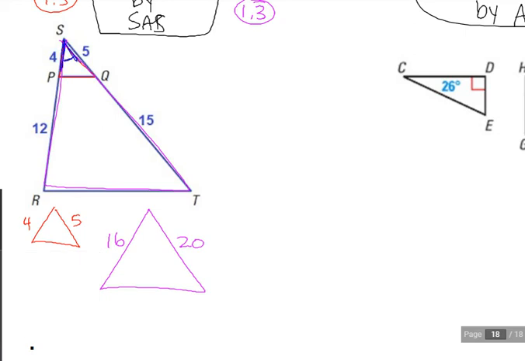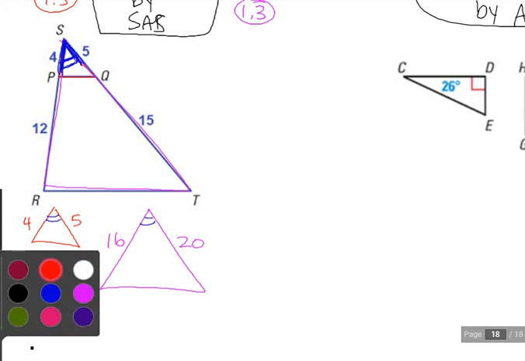They're just overlapping. And so it looks like we are set up for side angle side because we have two side lengths with an angle in between them. Now, this isn't guaranteed it's going to work, but that's the only chance we have to prove these are similar. Let's do the angle first. So angle S congruent to angle S.